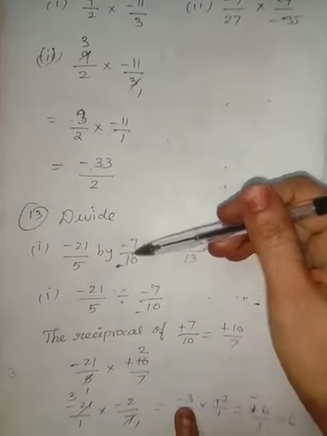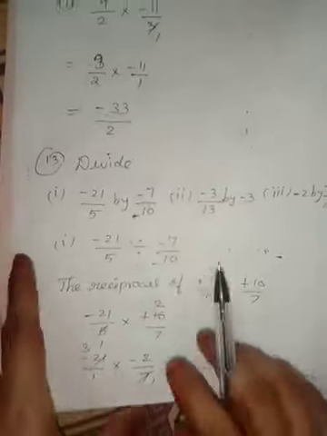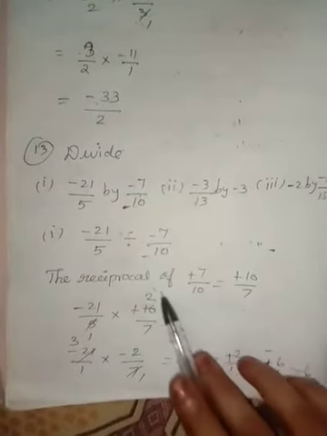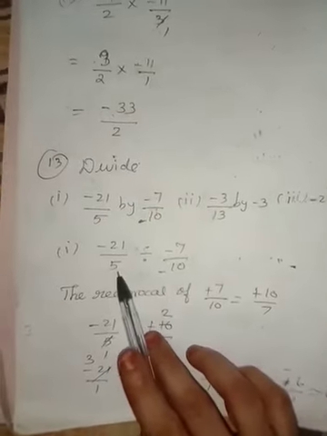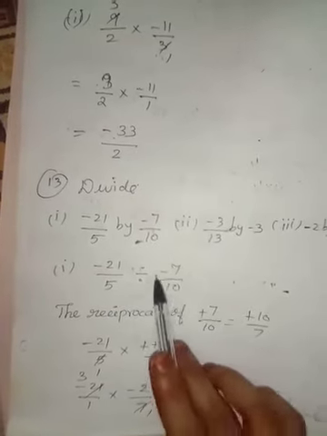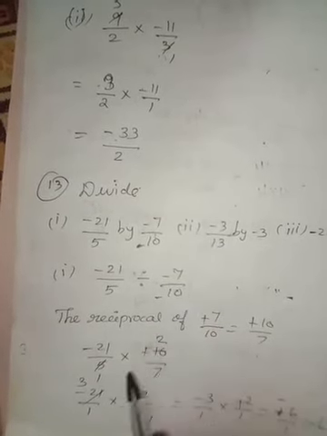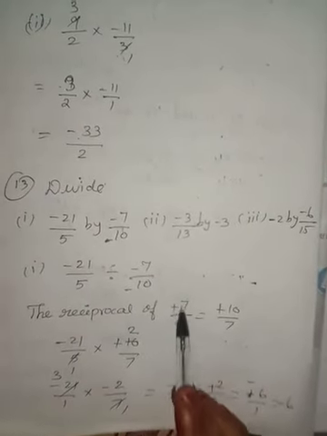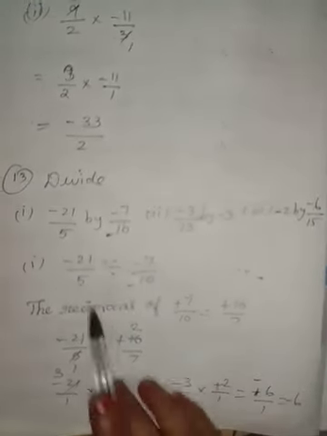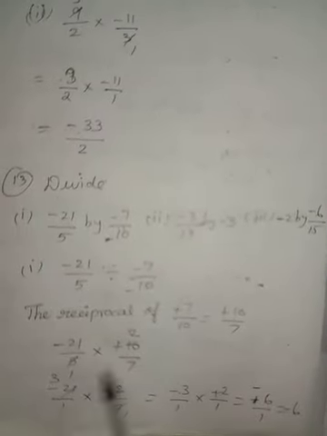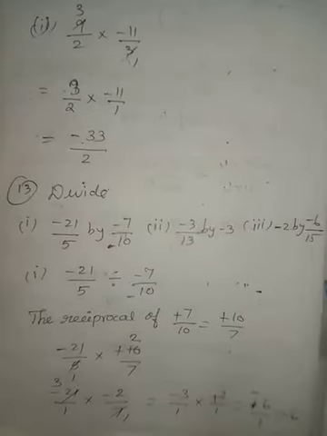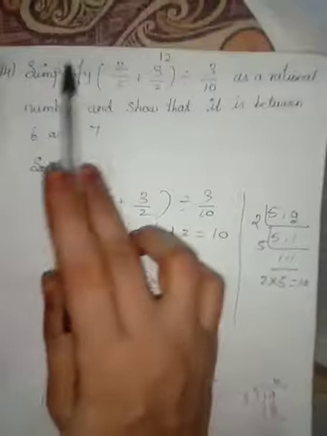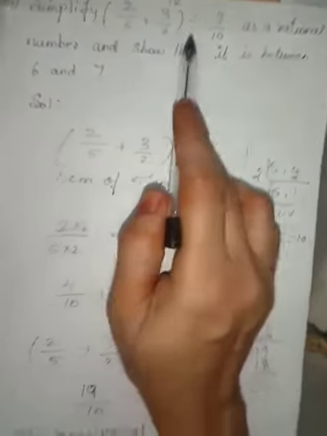Then divide. First we make it in standard form and multiply this number with the reciprocal of the divisor. So we find the reciprocal: 7 by 10 becomes 10 by 7. Multiply with minus 21 by 5. Simplify the numerator and denominator. Finally we get minus 6. That is the answer.